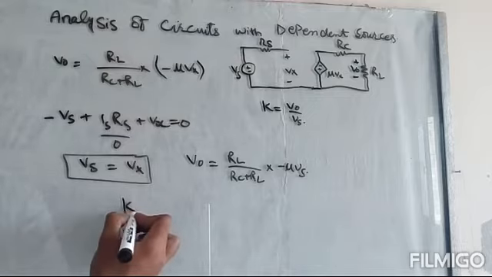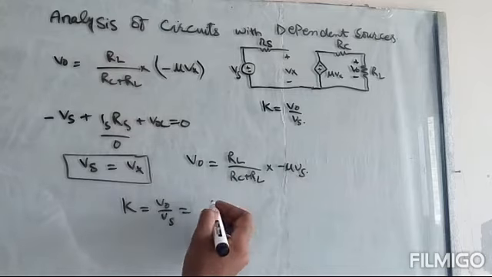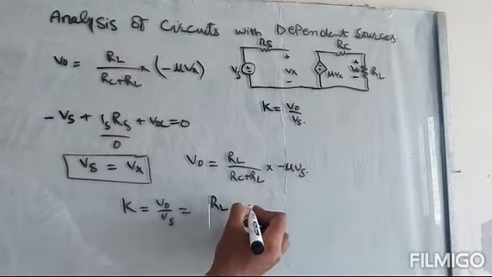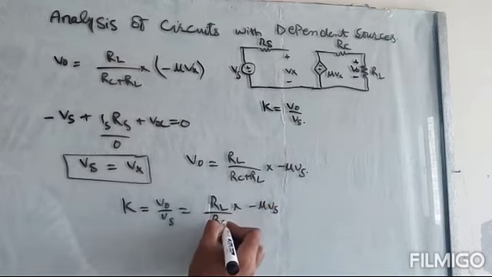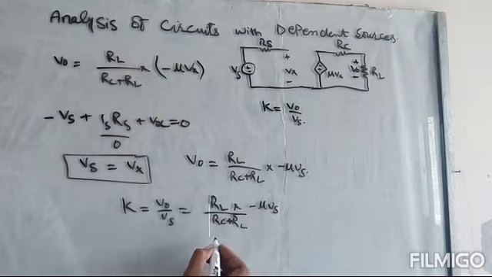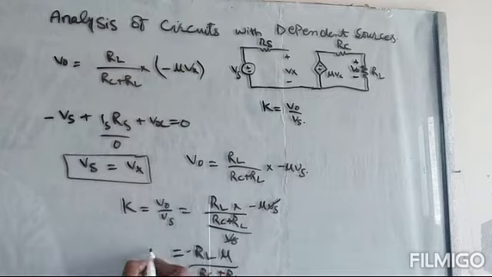So to find K, we need V0 over Vs. So we will divide this term by Vs. RL multiplied by minus mu Vs, divided by RC plus RL, divided by Vs. So this Vs will be cancelled with this one. So we get minus RL mu divided by RC plus RL. This is the proportionality constant K.